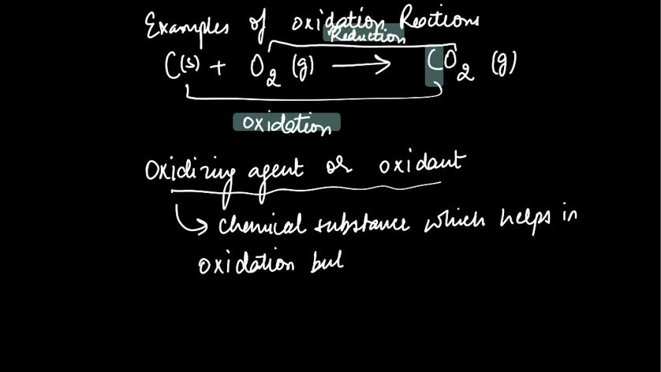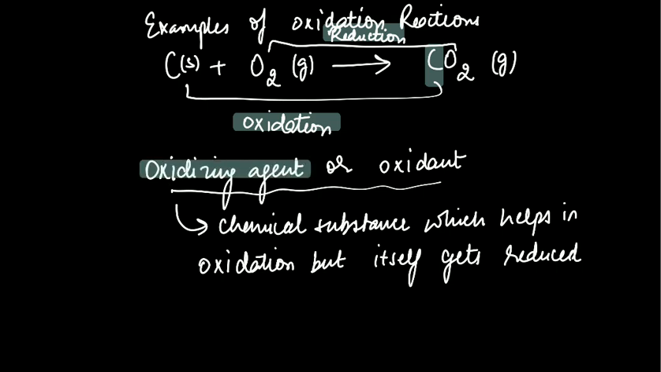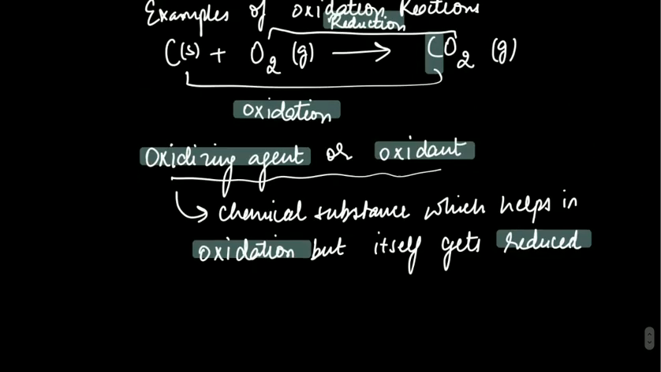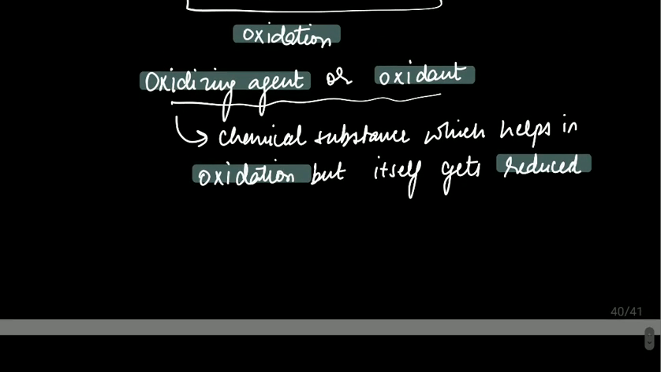But itself gets reduced. So it's opposite. Since it's an oxidizing agent, it will help in oxidation, but itself it will get reduced. And we call it an oxidant also. So we'll go to the example, and we'll figure out what is the oxidant over here and what is the reductant over here.